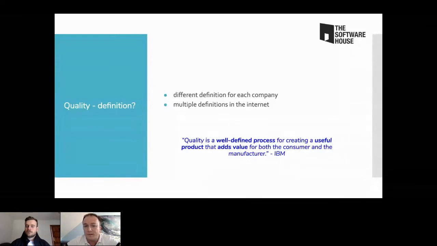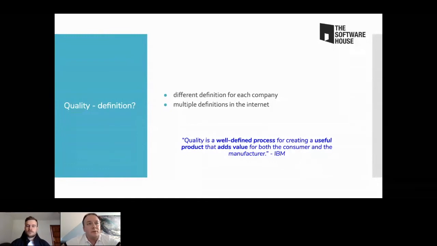So that's what I said. The product should be functional, should perform well, should be secure, shouldn't have any critical errors. And the last one that I highlighted, adds value, which means that it brings business value. So this is the best definition of quality, in my opinion.